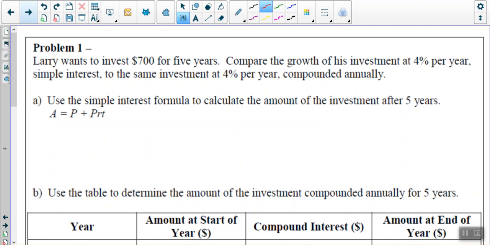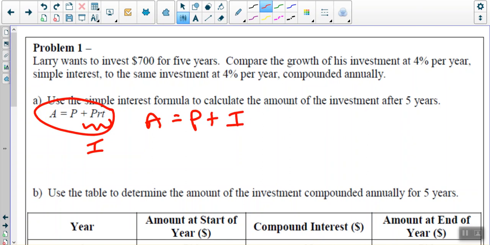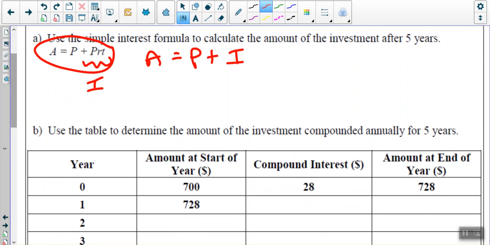So here's one more question here. Larry wants to invest $700 for 5 years. Compare the growth of his investment, 4% per year, simple, to the investment of 4% per year compounded annually. Now, to make things a little bit quicker with simple interest, you can see that we have this formula here. A is amount, P is principal, plus principal times rate times time. So this part right here is your interest. And the amount that you get is the initial principal you put into the account plus the interest that has accrued. So that's just a formula to make that a little bit quicker in our calculations.